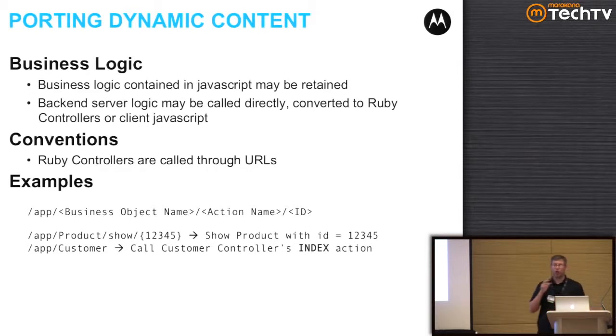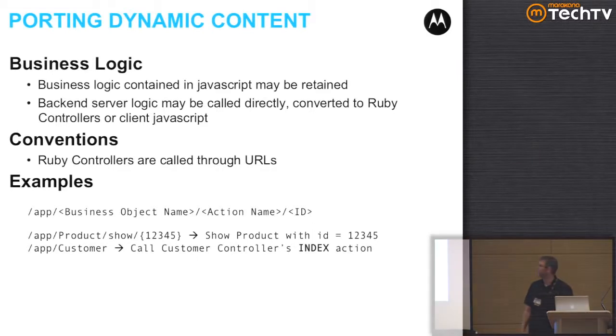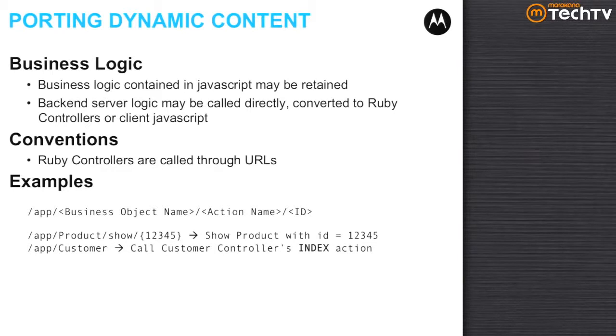Ruby controllers are called on the device through a URL paradigm, and this is also something that Rob Galvin talked about earlier. A few examples here. First of all, a typical template for the URL. You're going to be going down into the app directory. You'll have your business object name, specify the action name, which is also analogous to a method, and then you can attach the ID as well. I'll show you an example of how this plays out now.